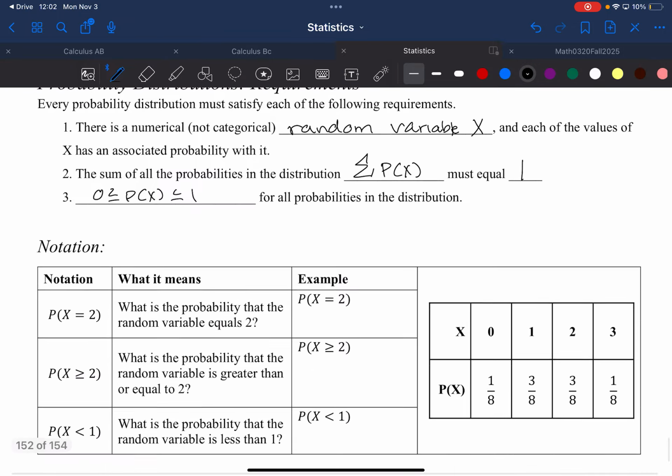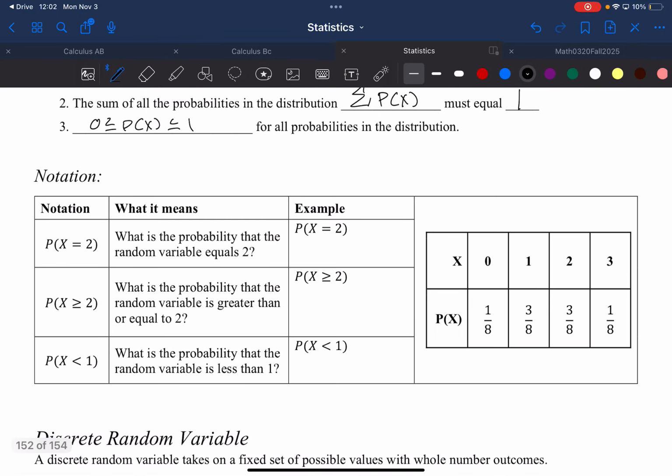Now let's talk about the notation. Instead of saying probability of this, written in sentences like for the probability examples, now we're going to have it written in an equation. So for example, if we see the probability that X is equal to 2, that is the same thing as asking what is the probability that the random variable equals 2. So go ahead and highlight that. The random variable equals 2. So I would go to my frequency table, I would find 2, and I find that my probability is what? 3/8.